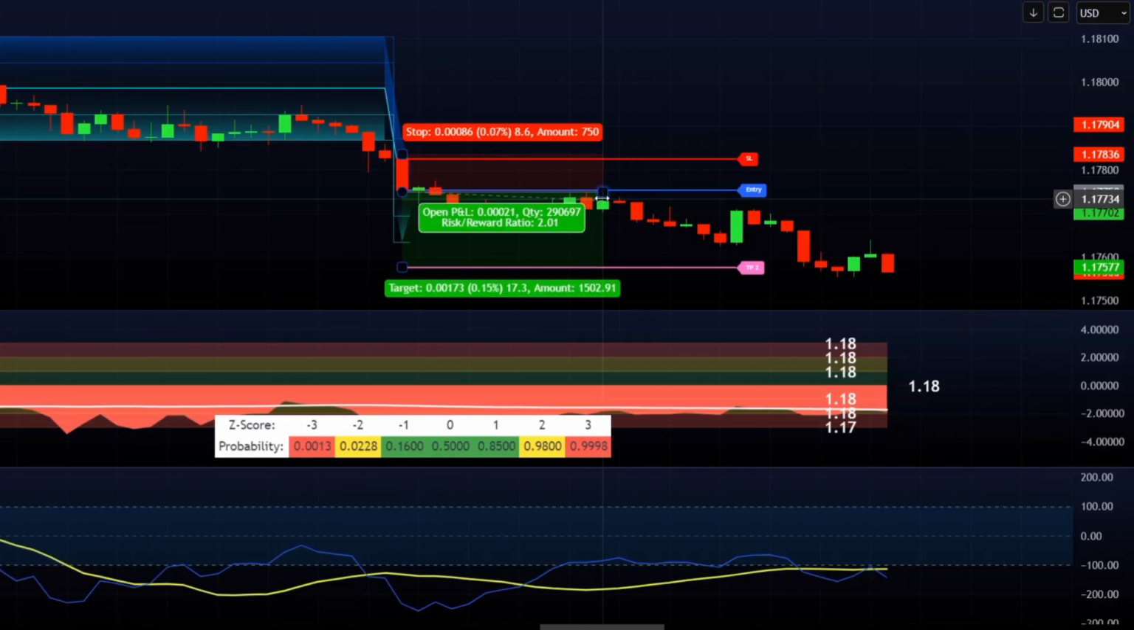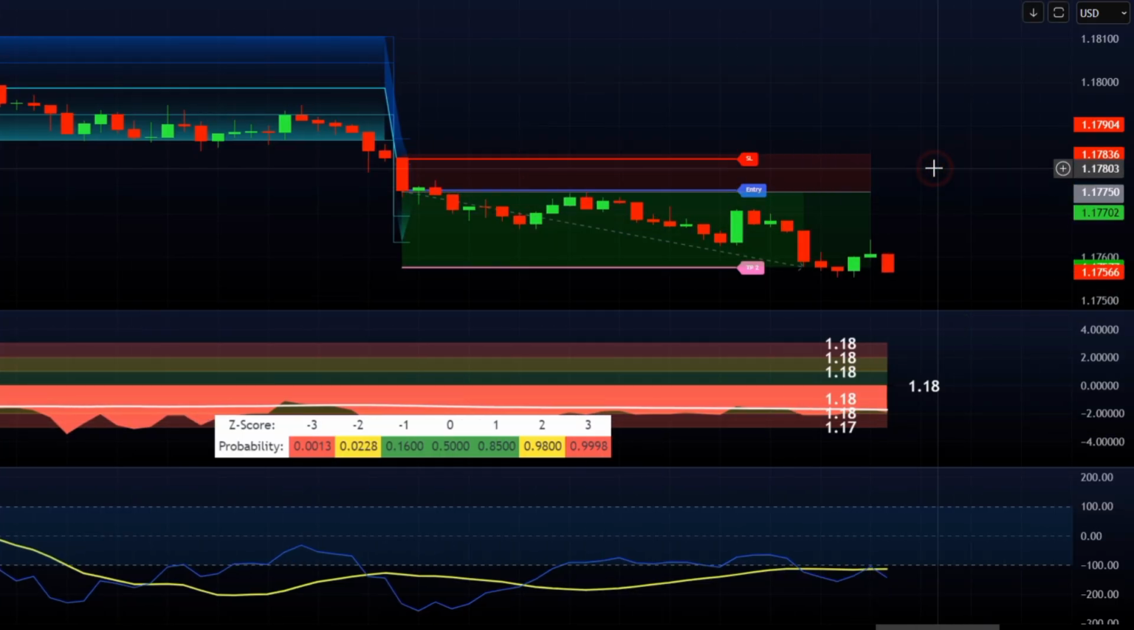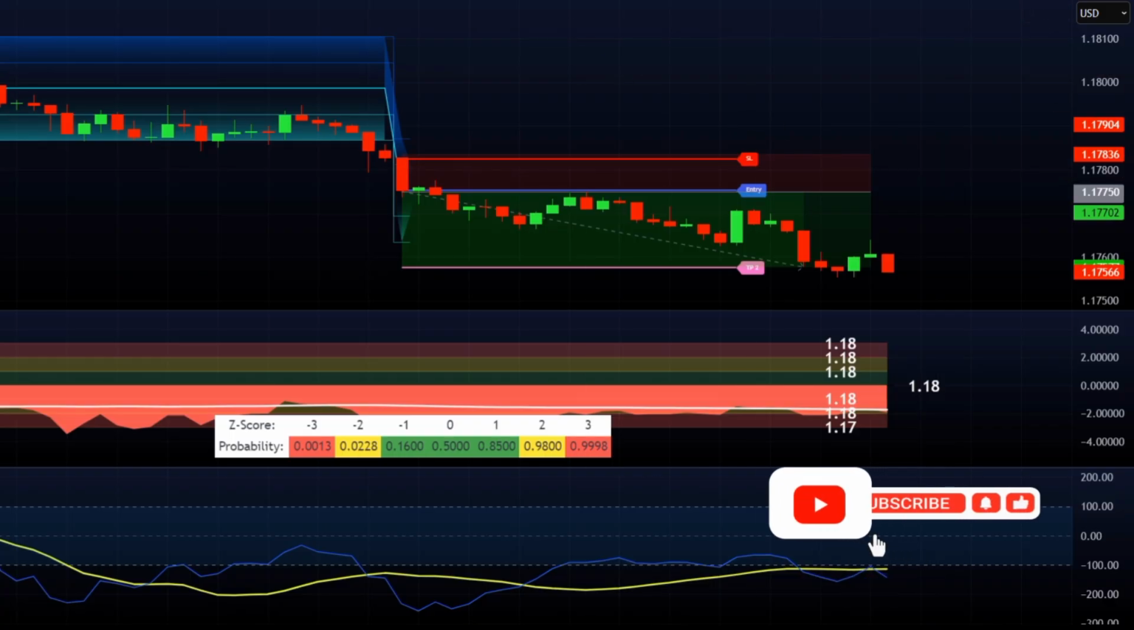Your job now is not to trade it with real money. Your job is to backtest it. Open your charts, go back in time, and see if this system works for you. Prove it to yourself.